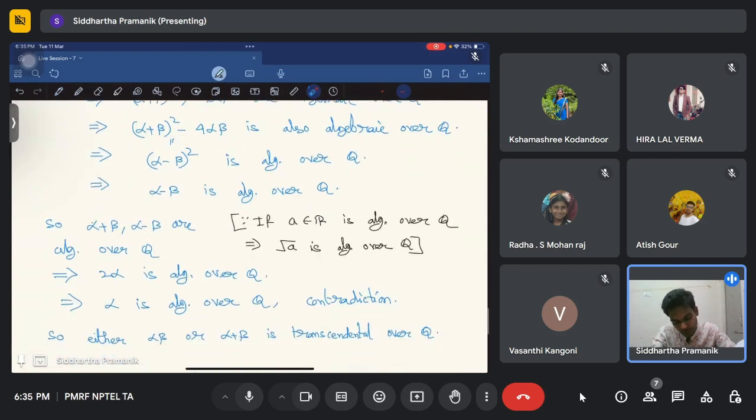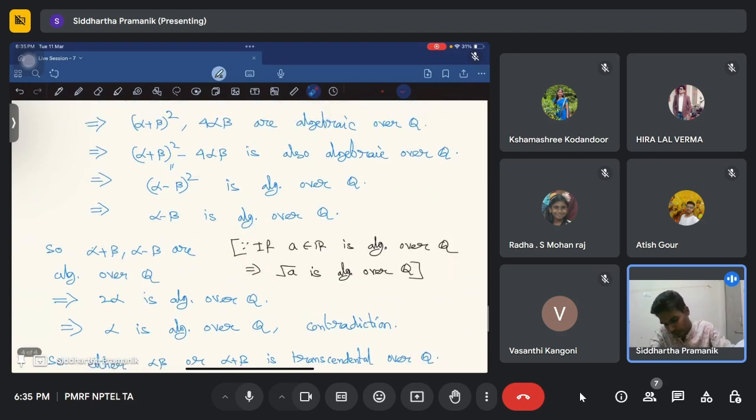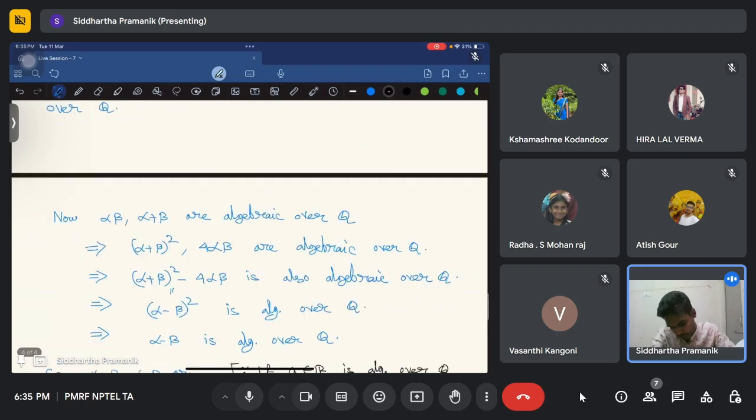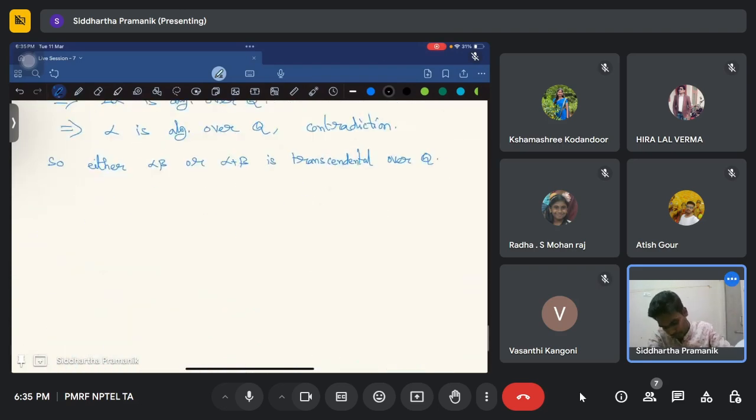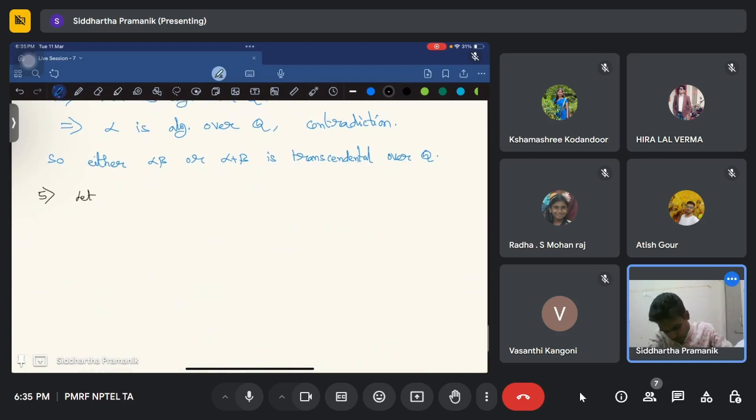So I will prove this part. That will be a separate problem. That's not difficult actually. Okay, let me do it now. So it is problem 5. Let A belongs to R be algebraic over Q, then prove that the square root of A is also algebraic over Q.